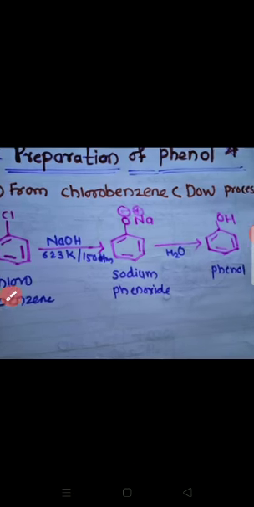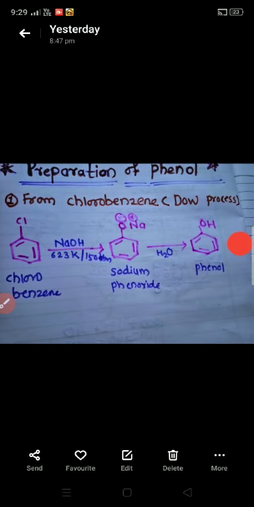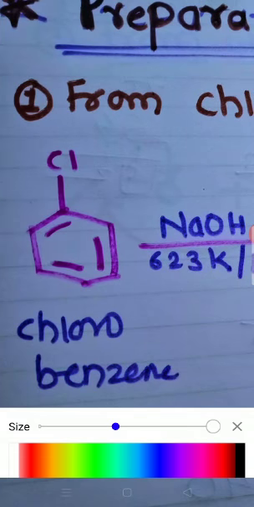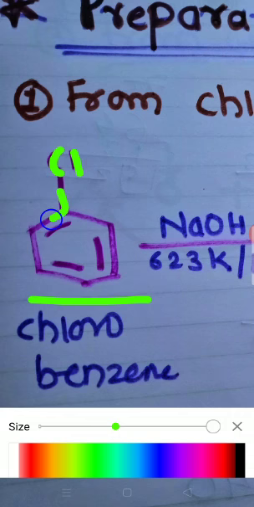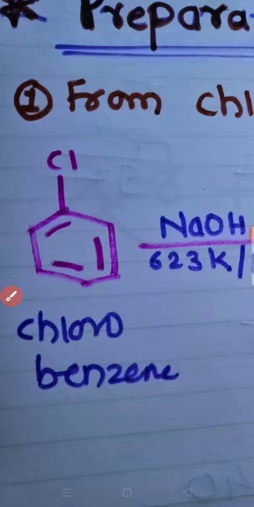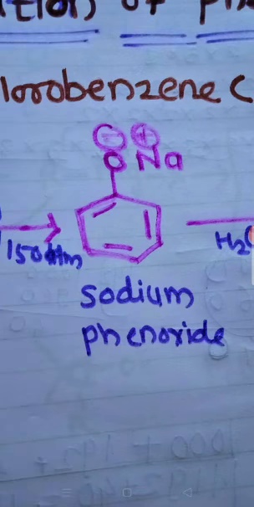Students, see the first preparation, from chlorobenzene. The name of this process is the Dow process. This is a chlorobenzene molecule. Chlorine is attached to the benzene ring, and alternate double bonds are present. When this chlorobenzene is fused with NaOH at 623 Kelvin and 300 atmospheric pressure, then sodium phenoxide ion is obtained.